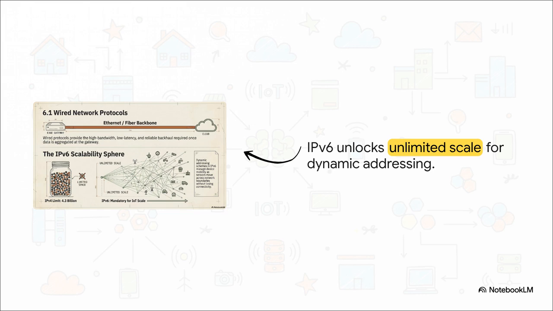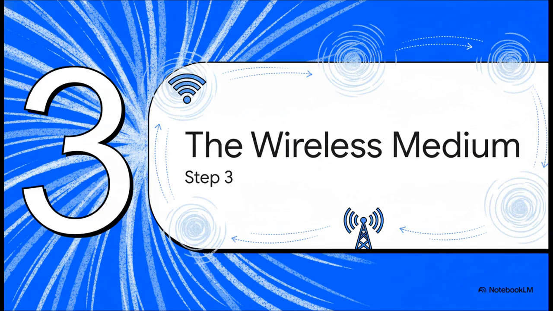And even better, it gives us dynamic addressing, meaning your sensors can actually move across physical network boundaries. Think of a connected delivery truck driving through different cities, and it won't drop off the map or lose its connection. Which brings us to step 3, the wireless medium.